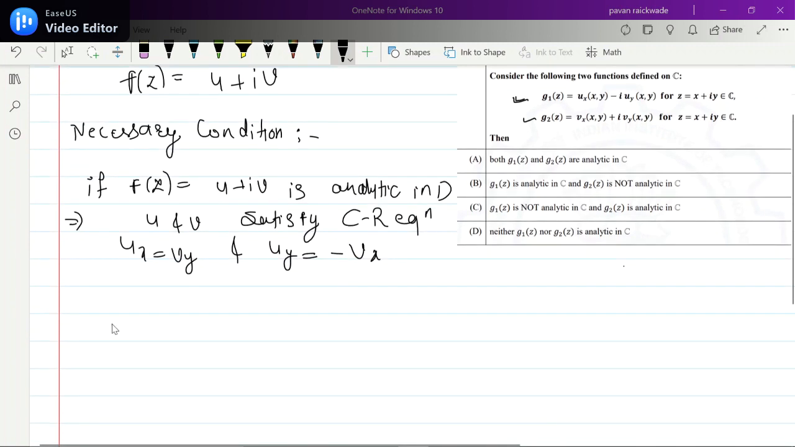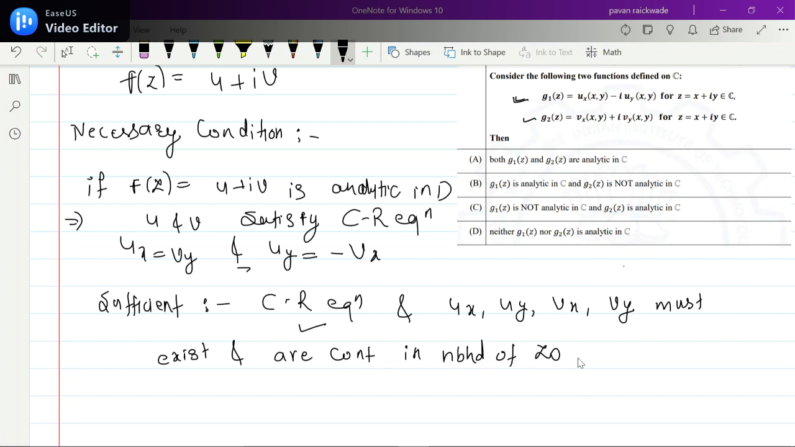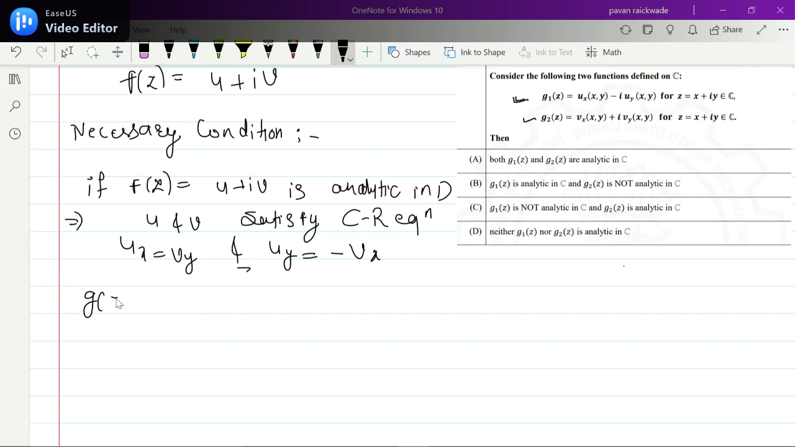Okay, and what a sufficient condition is? Sufficient condition में बस एक extra चीज ये है कि CR equations must be satisfied, and the first order partial derivatives ux, uy, vx, vy must exist and are continuous in a neighborhood of point z naught, मतलब जिस पॉइंट पे हमें डिफरेंशिएबिलिटी चेक करनी है. ठीक है, if this happens then the function f is said to be differentiable at point z naught. Okay, so let's check what is G1.